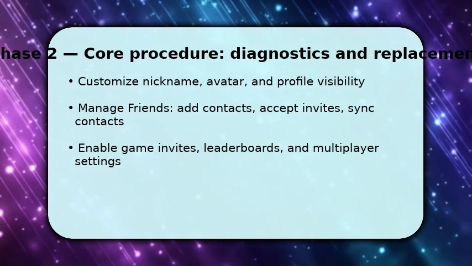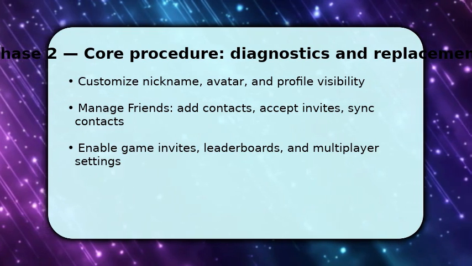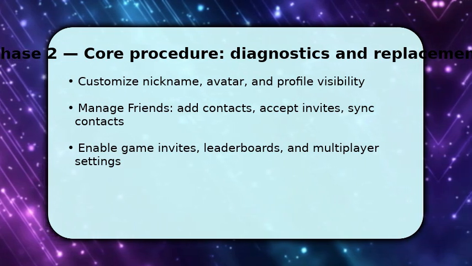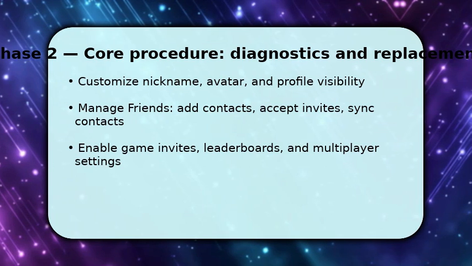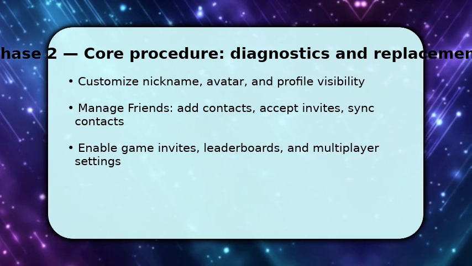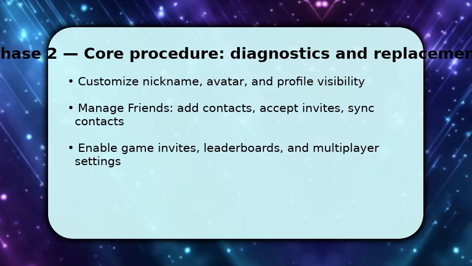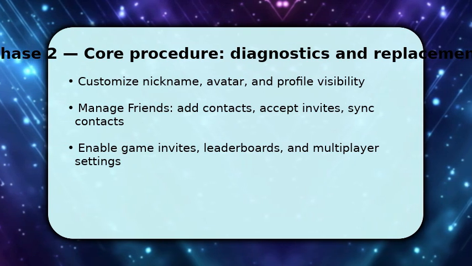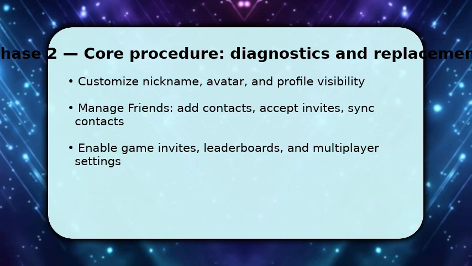Next, configure your profile and friend settings so games can find and match you. Tap your profile to change nickname, avatar, and visibility. This controls who sees your play activity. Then manage friends by sending or accepting friend requests and optionally syncing contacts to find people you know. Make sure game-specific permissions, like invites, leaderboards, and multiplayer, are enabled in each game's settings because Game Center acts as the hub, but apps control access. Once these middle steps are complete, start joining matches and tracking achievements.